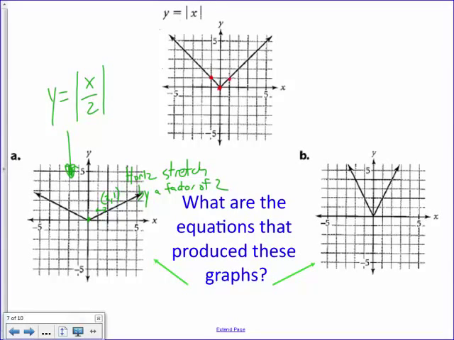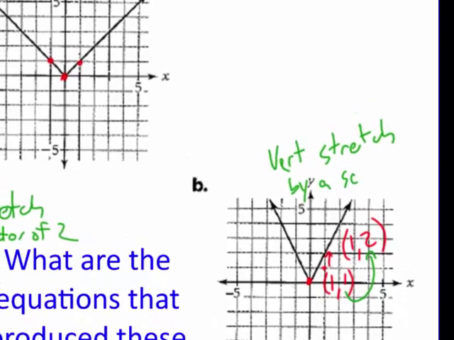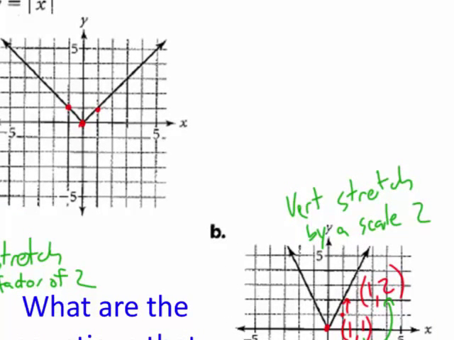Well, now let's look here. It looks like it's got stretched vertically, but remember, just deal with those same points. So 0, 0 did not shift right or left or up or down. And then my 1, 1 jumped up to 1, 2. So what happened to the y? It went from 1, 1 to 1, 2. So what did we do to the y? We multiplied it by 2. So this one has a vertical stretch by a scale of 2 or factor. Either one's fine. So what happens there? That's our y divided by 2 equals the absolute value of x.